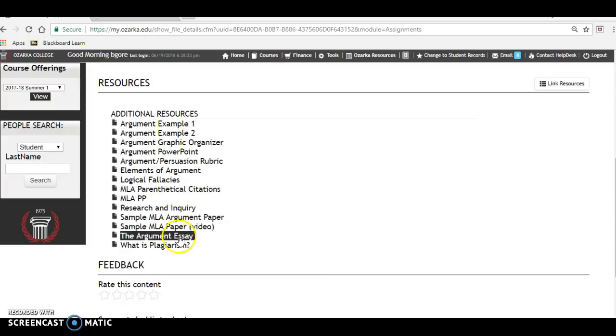And of course, take a look at the sample papers and up in here that also show you how to cite properly and put them on the works cited page.